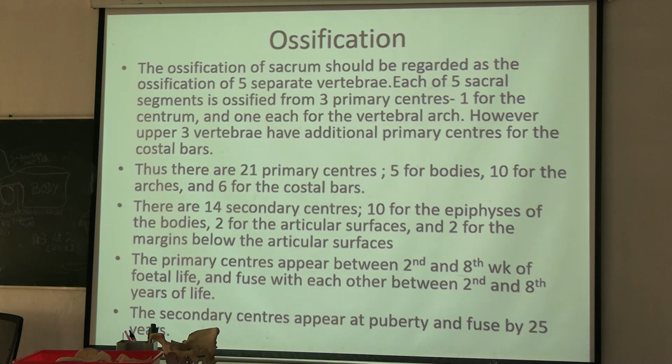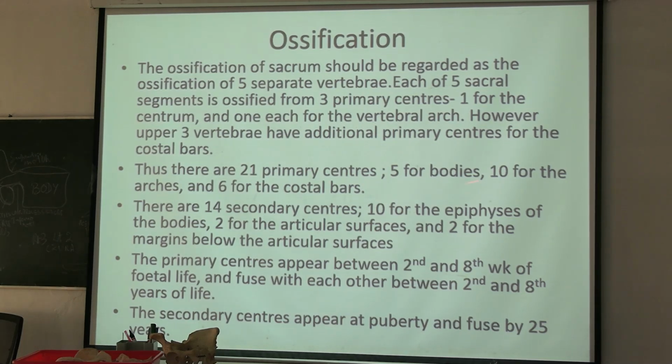Next we go to ossification. Ossification of the sacrum should be regarded as the ossification of 5 separate vertebrae, and each of the 5 sacral segments is ossified from 3 primary centers, one for the centrum and one each for the vertebral arch. However, the upper 3 vertebrae have additional primary centers for the costal buds.